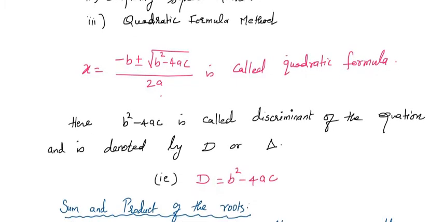Next, in this quadratic formula, b square minus 4ac is there, right? That we call the discriminant of the equation, and it is denoted by capital D, or this we have to read as delta. That is D equal to b square minus 4ac, or delta equal to b square minus 4ac. Understood? All these things you know already, we have studied.